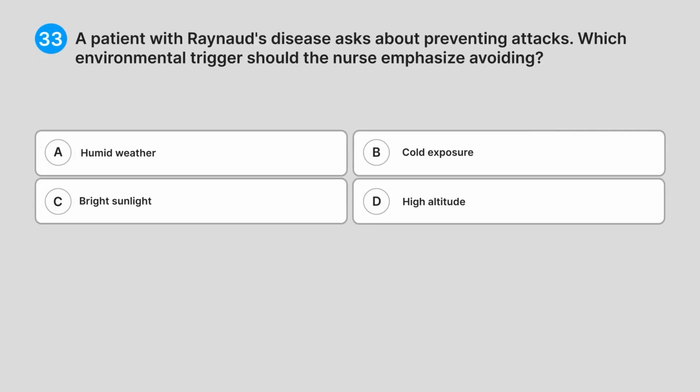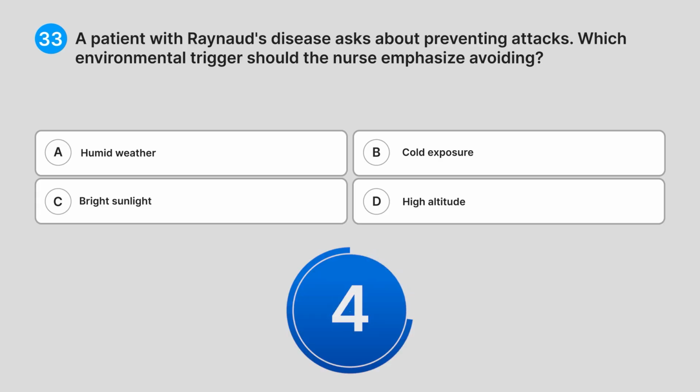33. A patient with Raynaud's disease asks about preventing attacks. Which environmental trigger should the nurse emphasize avoiding? A. Humid weather. B. Cold exposure. C. Bright sunlight. D. High altitude. Can you guess the answer?